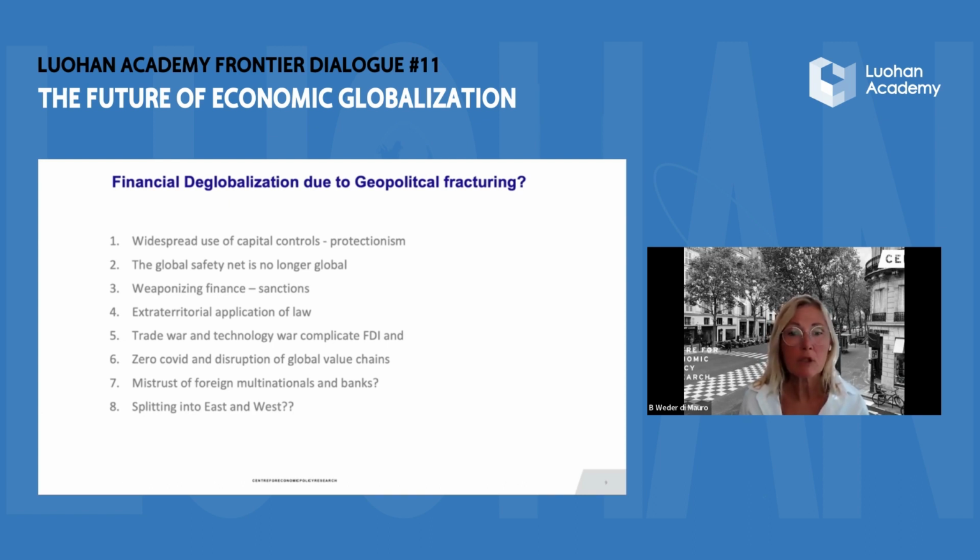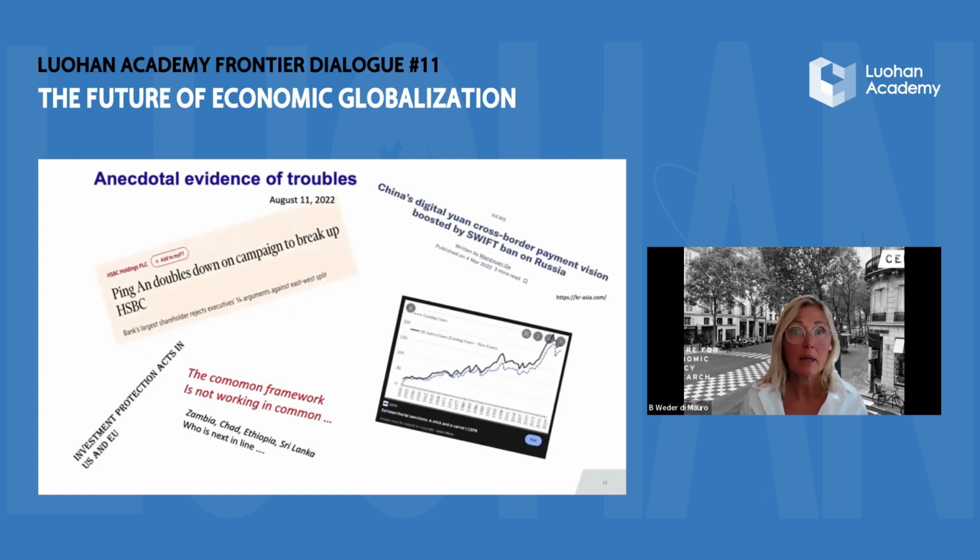Increasing mistrust between East and West, and then, of course, the major one, the biggest, the weaponization of finance through sanctions. Are the sanctions that the West has used on Russia, which are of financial nature and affecting the payment system, going to change something for good, or is it just an episode? I have collected a few anecdotal pieces of evidence that I close with, of things that might be breaking up, or that might be danger signs. Let's start from the common framework on debt restructuring.